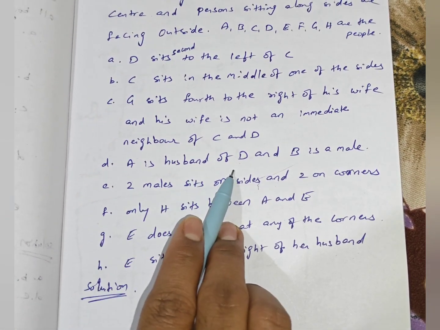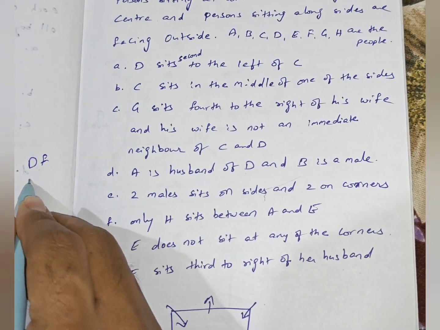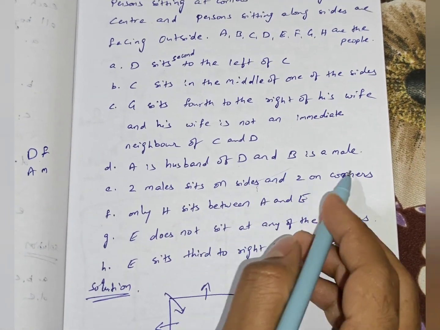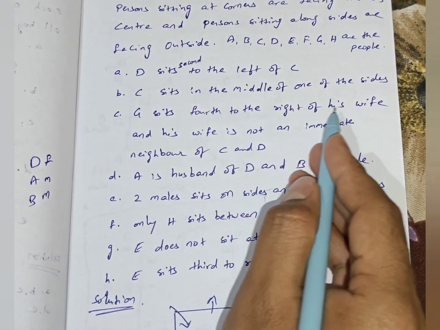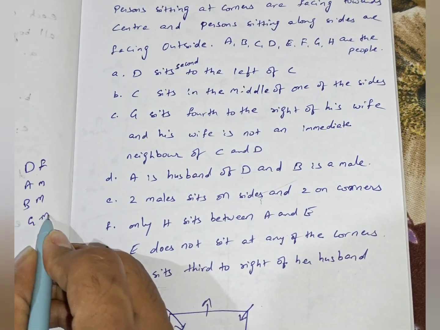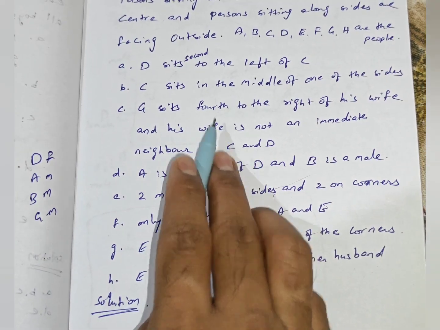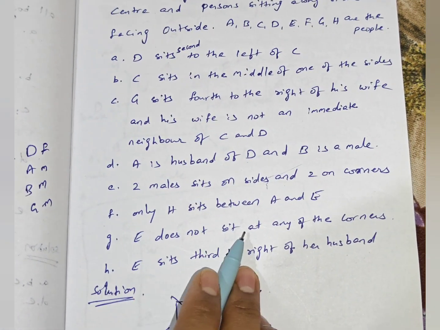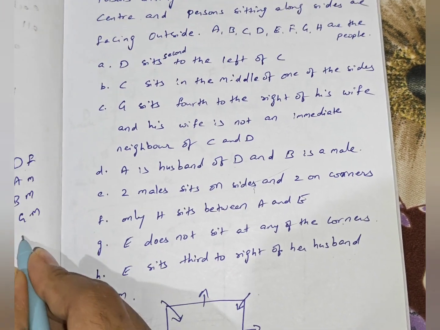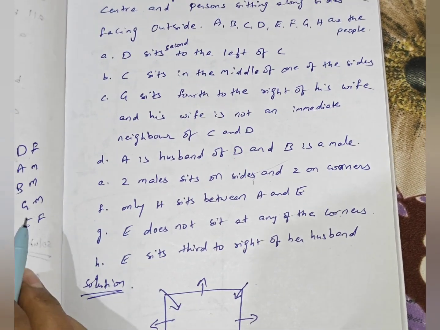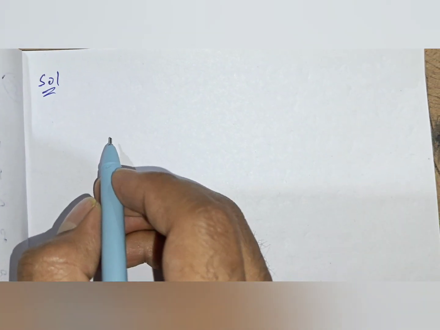A is the husband of D. Here, D is a female and A is a male. B is a male is already given. G sits fourth to the right of his wife. So, G is a male and his wife is not an immediate neighbor of C or D. And E does not sit on any of the corners. E sits third to the right of her husband. So E is a female. So with this, some of the things we could find out. Now let us try to find out the solution for this question.